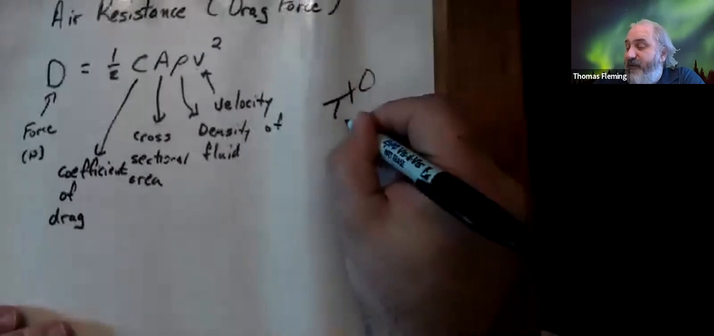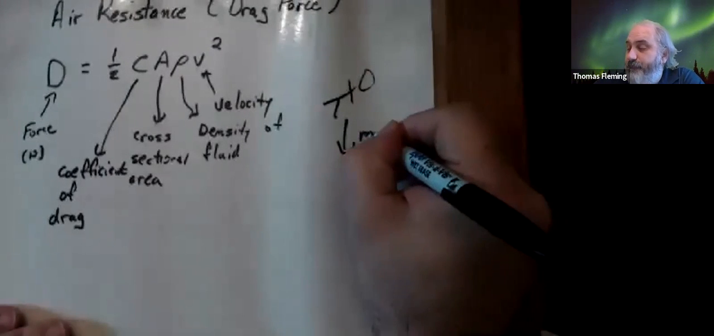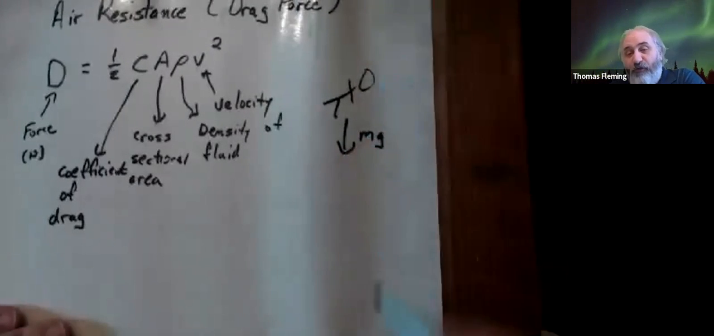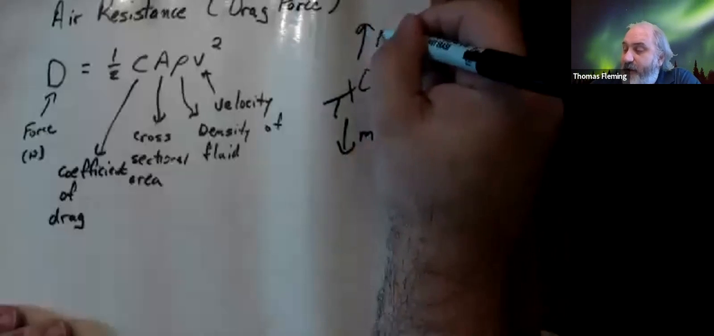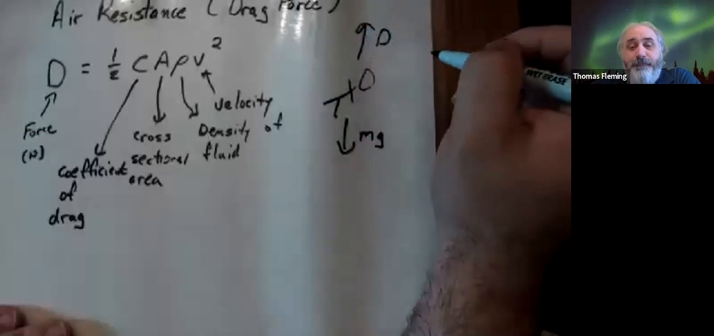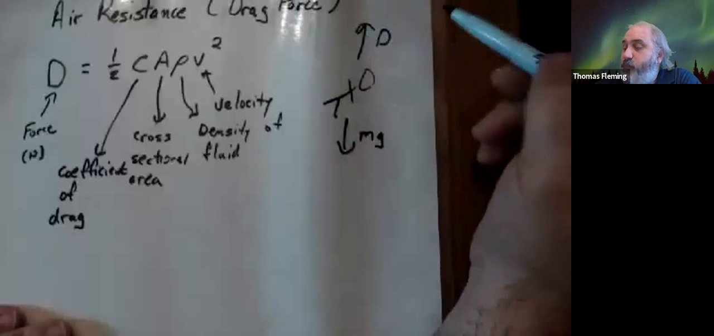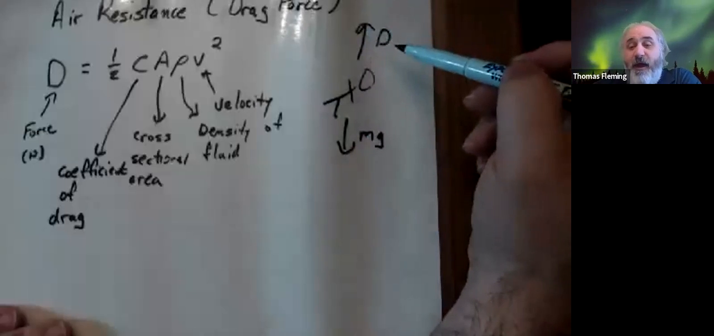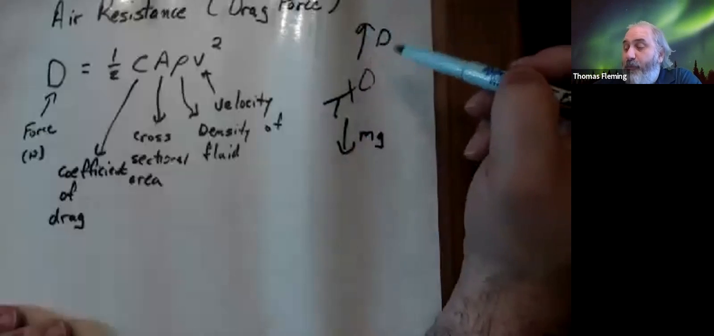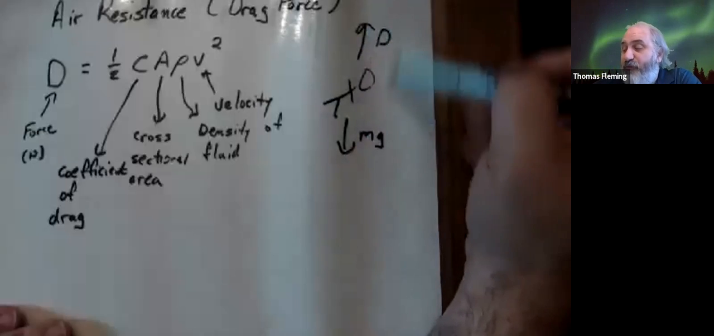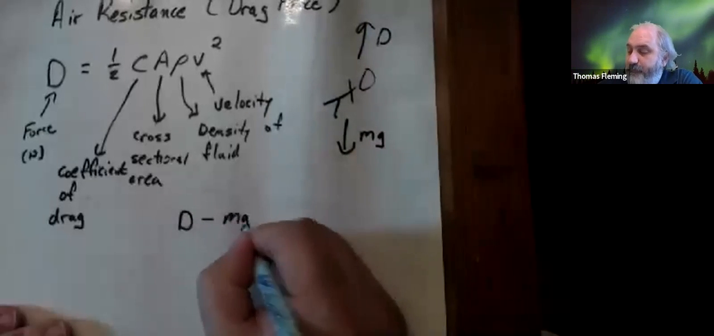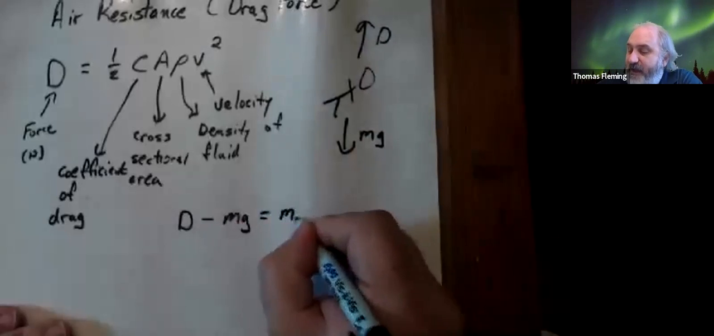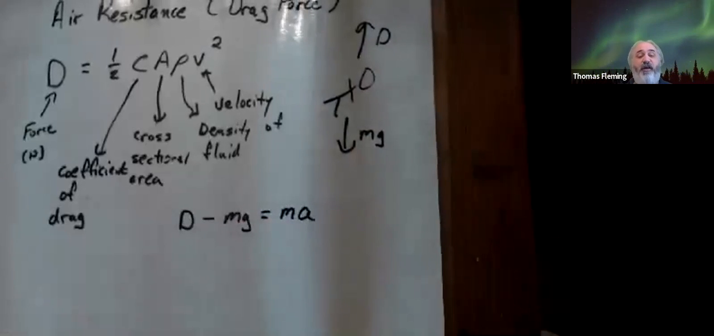Well, gravity is going to pull this dude down. And as he falls through the air, the force of drag is going to push him up. Now, if you do F equals ma on this guy, it'll be the upward forces minus the downward forces. So the net force would be the drag force minus mg, and that's going to equal his mass times his acceleration.